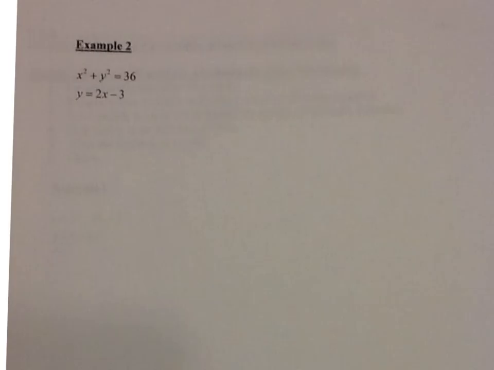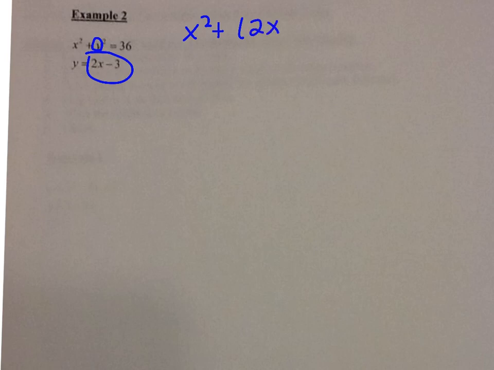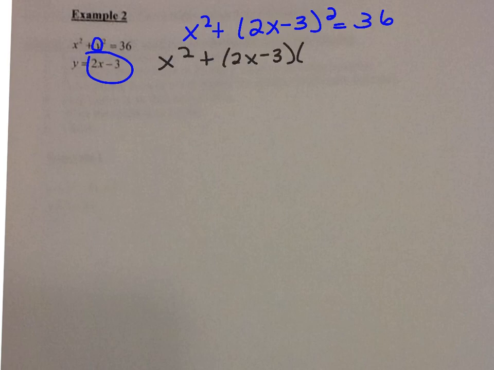Okay, so for this I have a circle, x squared plus y squared equals 36, and I have a line, a linear. My linear is already in y equals form, so I'm going to take my linear and plug it into my y here. So that is x squared plus, now it's y squared, and your y is 2x minus 3, so you have to square it, equals 36. So that's x squared plus (2x minus 3) times (2x minus 3) equals 36.